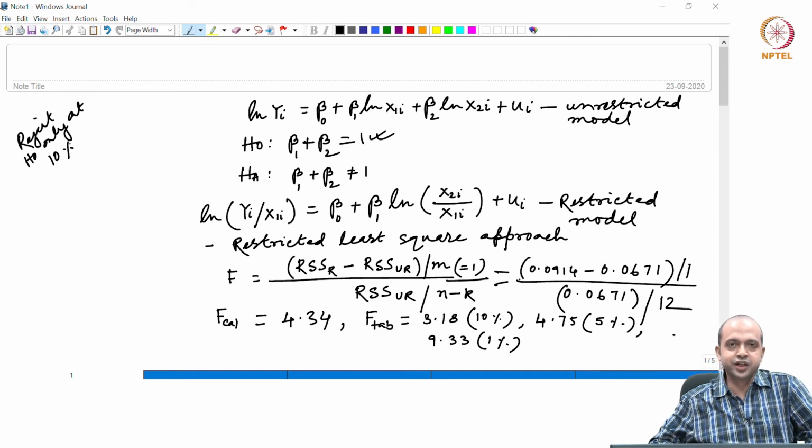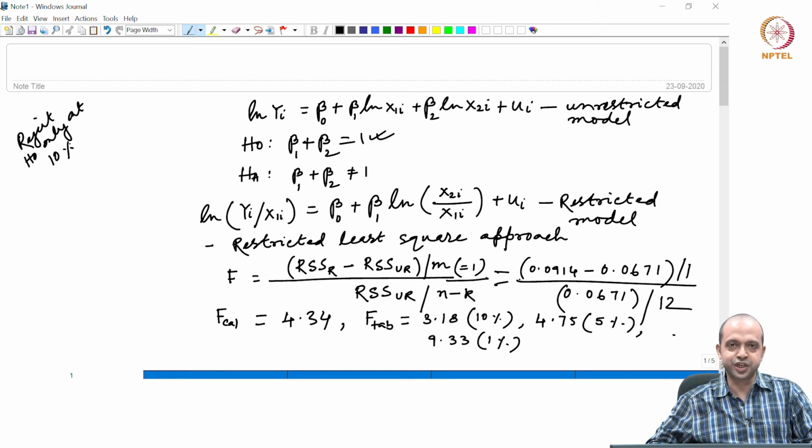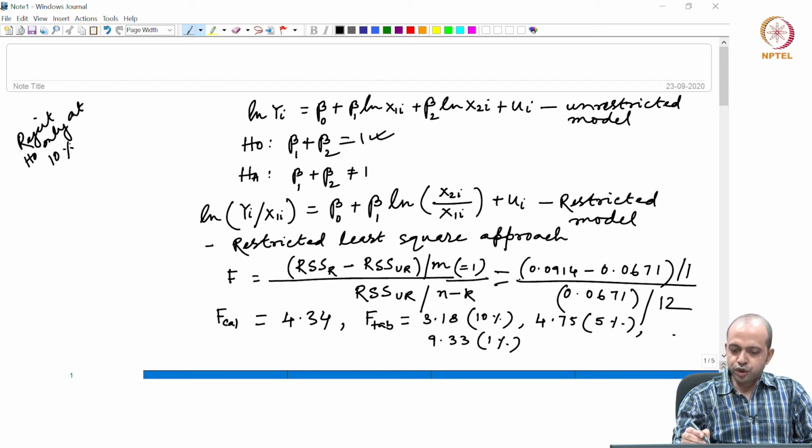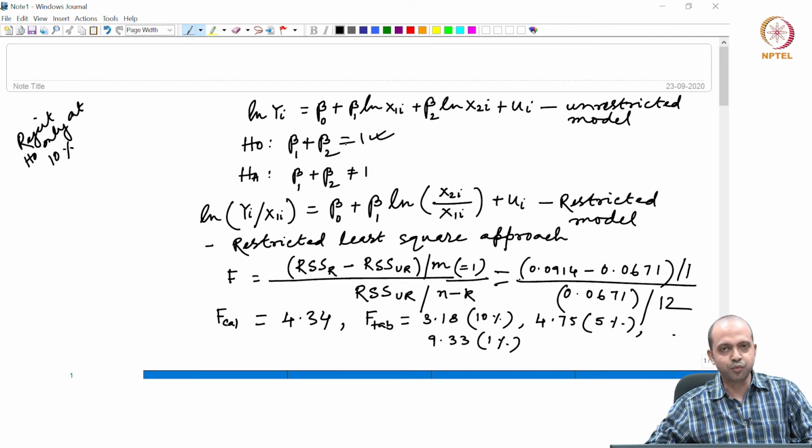But as we have discussed earlier, econometricians generally do not advise to reject your null at 10% level of significance. It is generally recommended that we should take our decision at 1% and 5% level of significance. So we can say that at 1% and 5% level of significance, we cannot reject our null. And when we do not reject our null, what is my null? Beta 1 plus beta 2 equals to 1. So we come to a conclusion that this production function exhibits constant returns to scale. Okay, constant returns to scale.